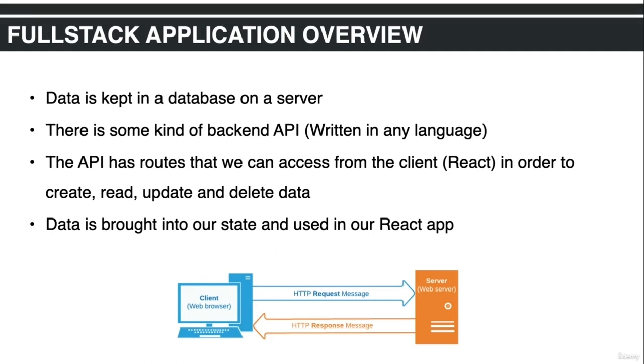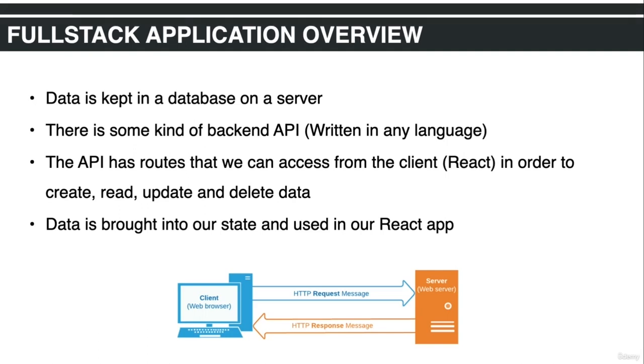Now, when you create this API, you'll have some kind of endpoints or special URLs that we can hit with specific HTTP methods from the client. And we do this from our React application. And there's different ways you can do it. You can use the Fetch API, which is built into the browser, or you could use an HTTP client, something like Axios. Now, we fetch the data and we bring it into our React application.